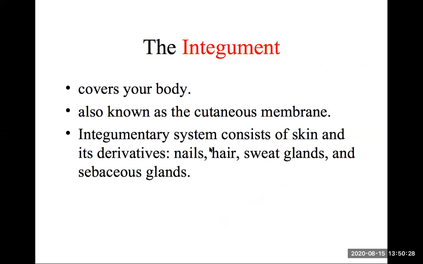Okay, so integument covers your body. It also goes by the synonym, the cutaneous membrane. So you remember we talked about membranes. I said that those are going to include epithelial and connective. Okay, so that's just the epidermis and the dermis. We're going to add into that the additional structures found within, which is going to include nerves and muscle tissues. Okay, so the integumentary system consists of the skin and all of its derivatives, such as nails, hair, sweat glands, sebaceous glands, a bunch of different things.